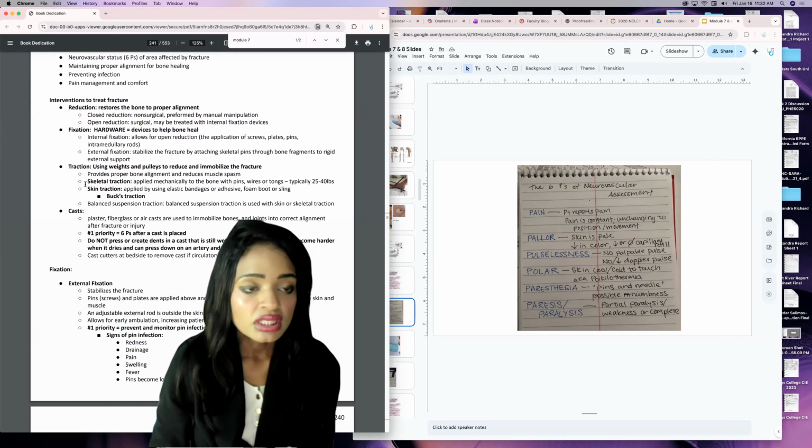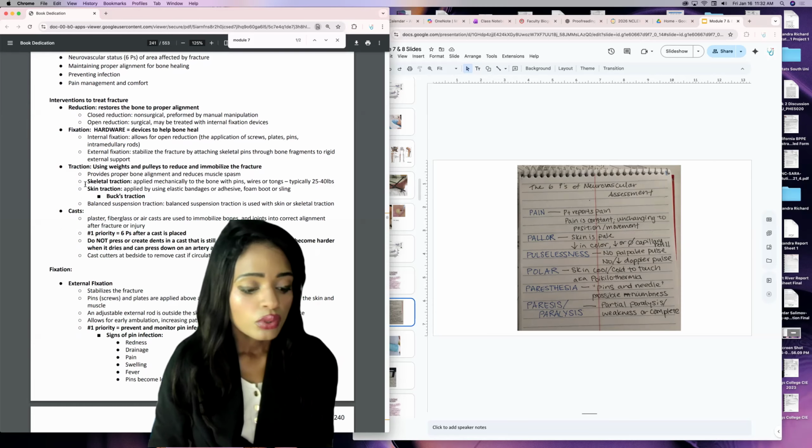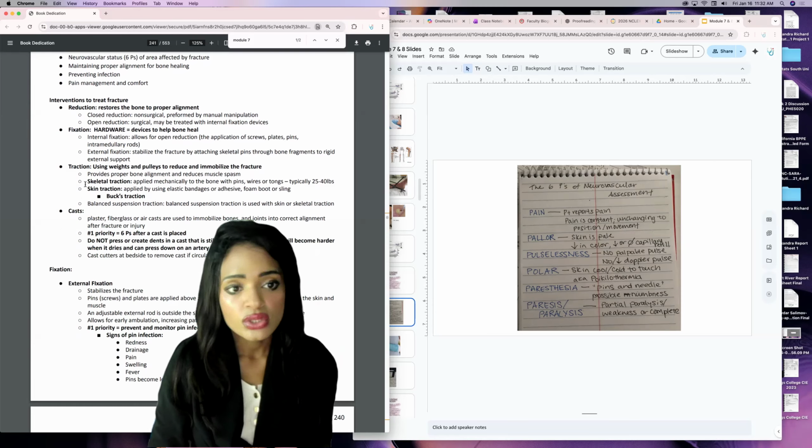So reduction is going to restore the bone to proper alignment. So reduction can be open or closed. So closed reduction is non-surgical. So that's when they do it through manual manipulation.